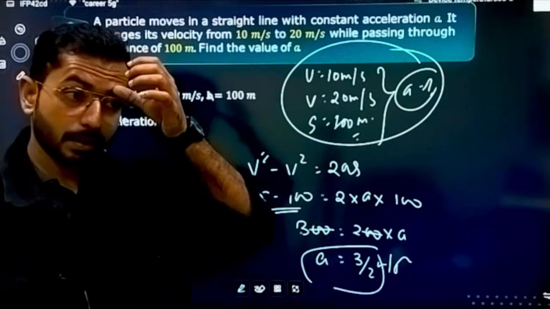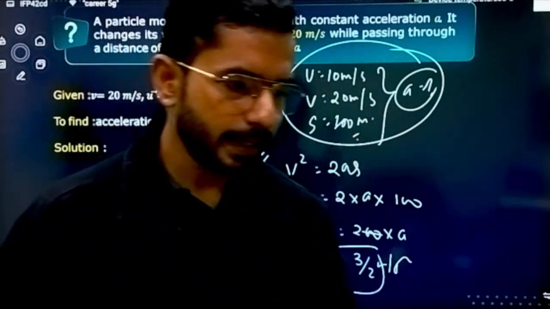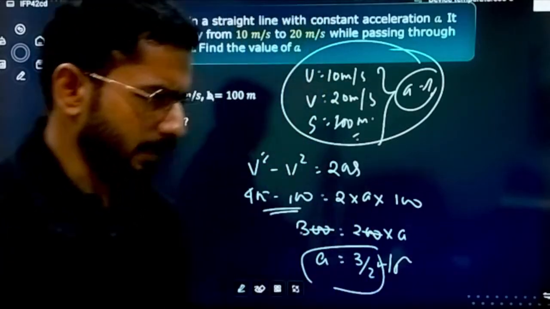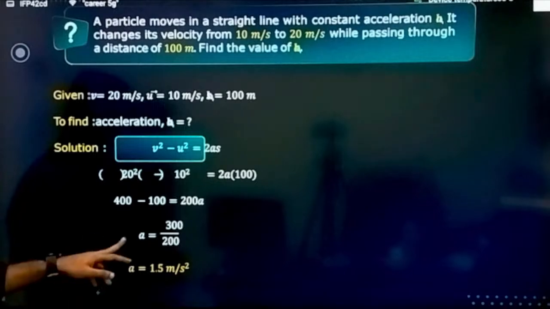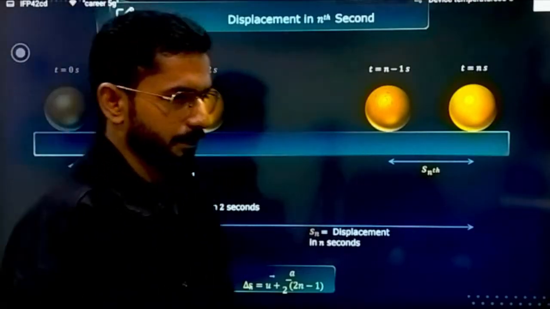Is it clear? Any doubt? Simply I have applied the equations of motion. I hope that this will be clear. 3 by 2, that means 1.5 meter per second square.